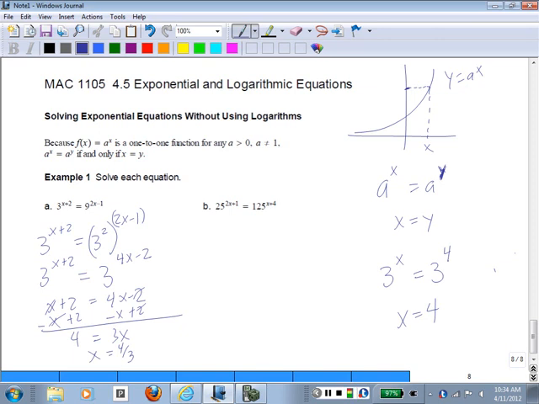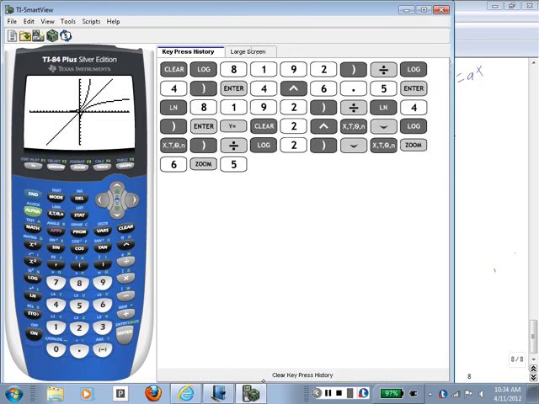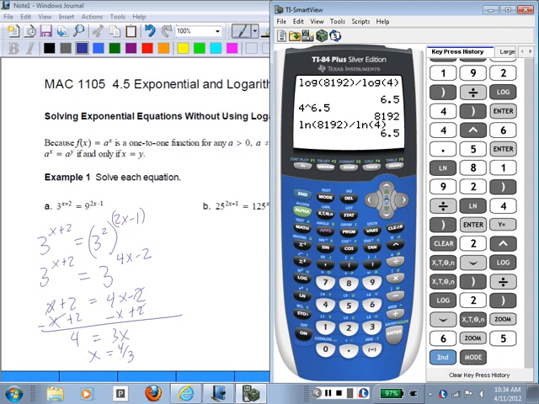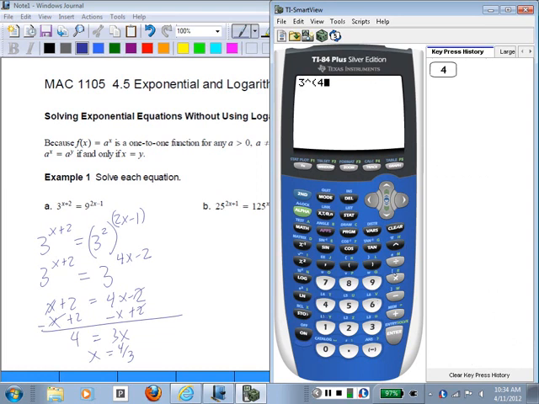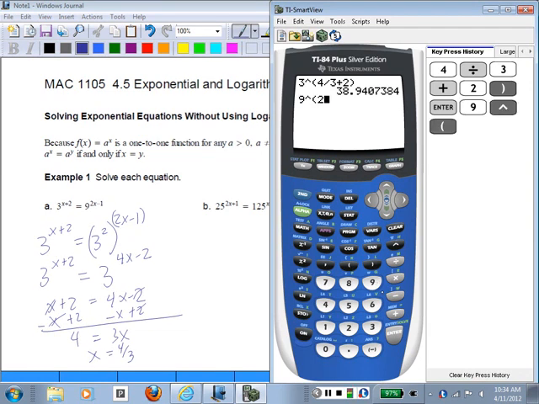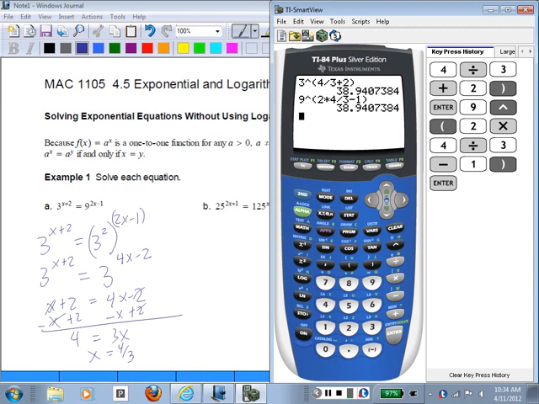It would be a little bit of a pain to check this, and you might check it using a calculator. It would be 3 to the power of whatever 4/3 plus 2 is. Just putting the 4/3 in for x right there. 38.94 something. And then if you take 9 and raise it to the power of whatever 2 times 4/3 minus 1 is, ought to get the same answer if this is really the solution. And we do. So just a quick check there.